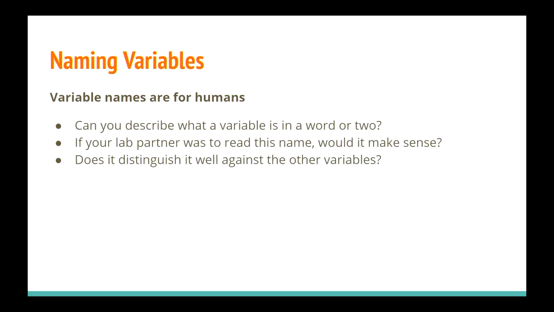The other thing that's nice, does it distinguish itself from other variables? So if we had a while loop inside a while loop, and we had counter 1 and counter 2, they don't really distinguish themselves from each other that well. So if we had an explanation for what each one was, that might be nicer.